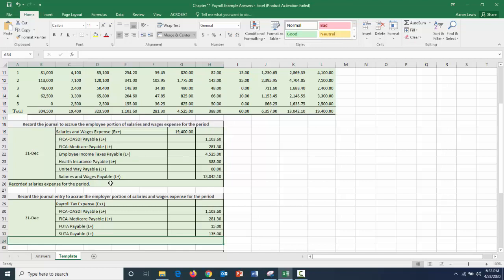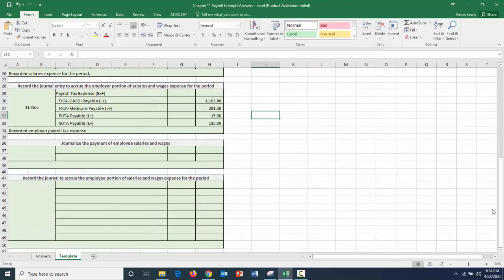Again, only the employer pays that. Employees never pay it. What we did here is we recorded the employer payroll tax expense.